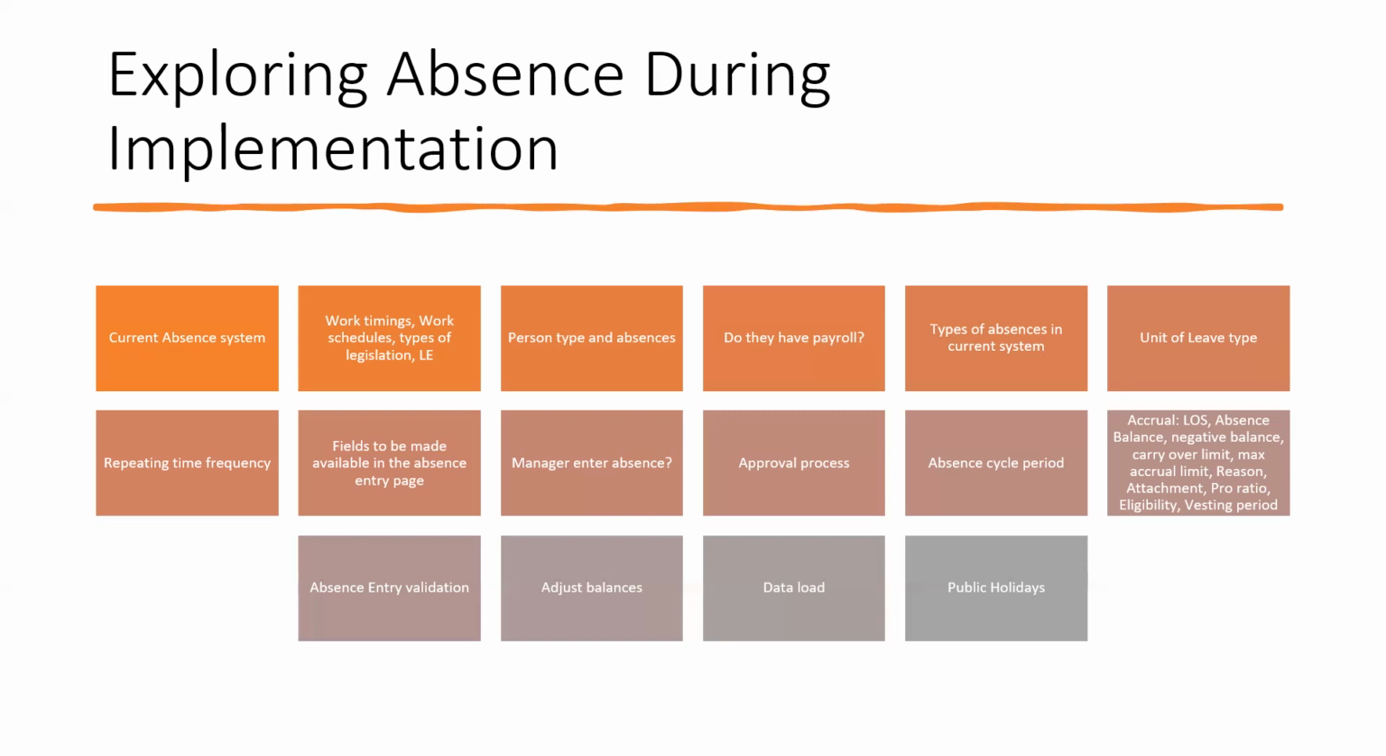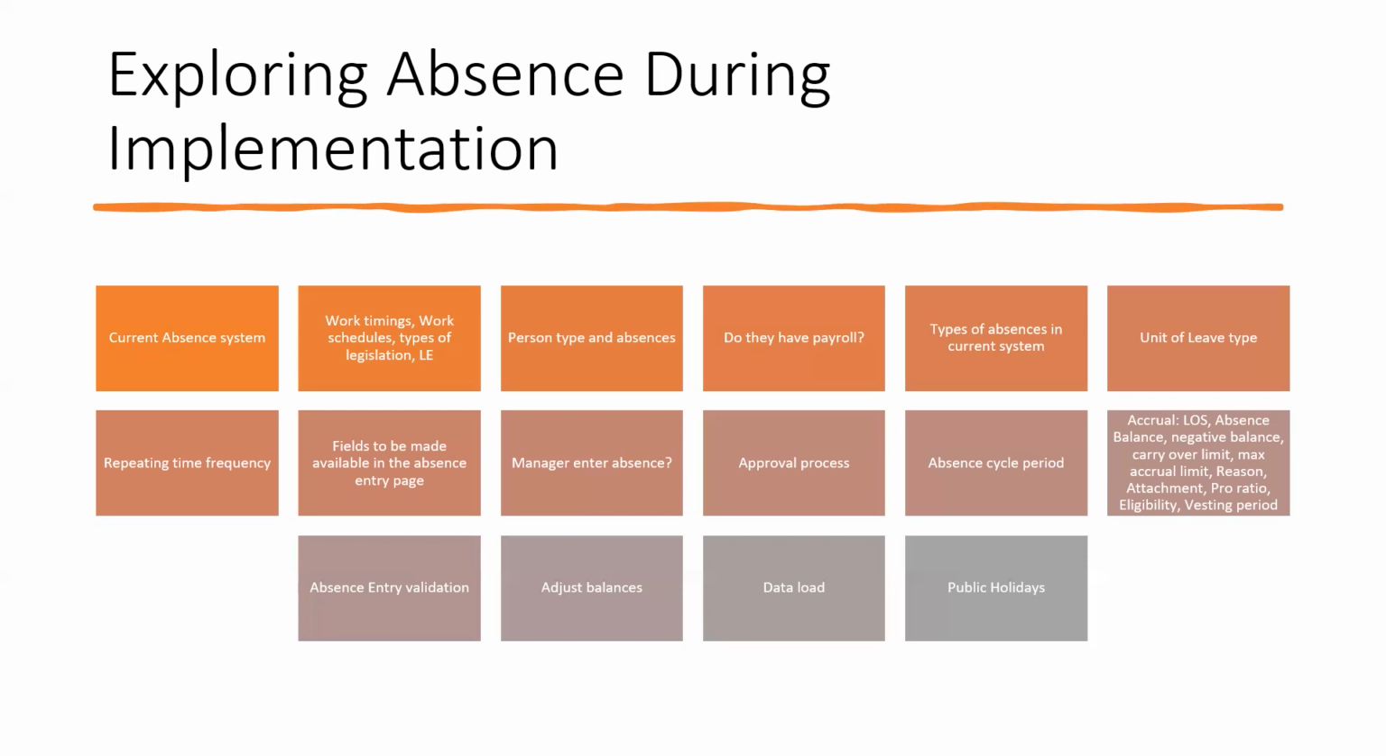So how does this work in the system? What are all the eligibility criteria for the different types of leaves that they have? So this is also important. And what happens if an employee loses his eligibility? Like, let's say, how does the accrual calculate their balance?